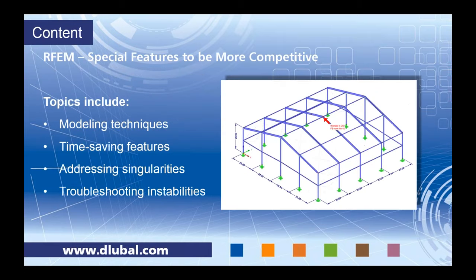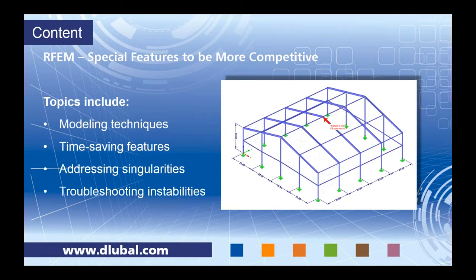So just a few topics today. We'll be going over some efficient modeling techniques, some time-saving features. We want to address singularities. Singularities can result in an over-conservative design. As engineers, of course, we're always looking to decrease materials, to save on costs, so singularities can actually result in an over-conservative design, which defeats saving materials and decreasing those costs.